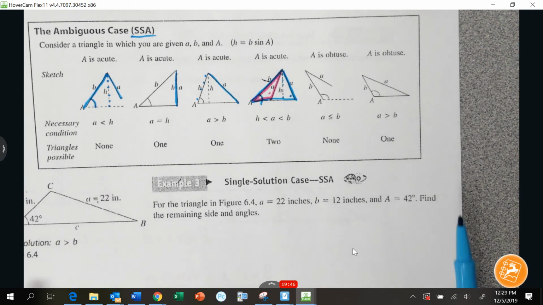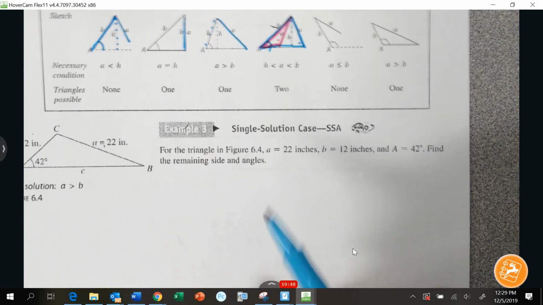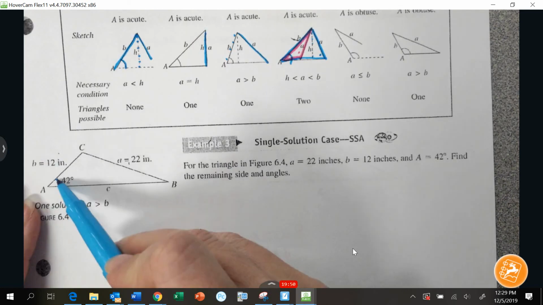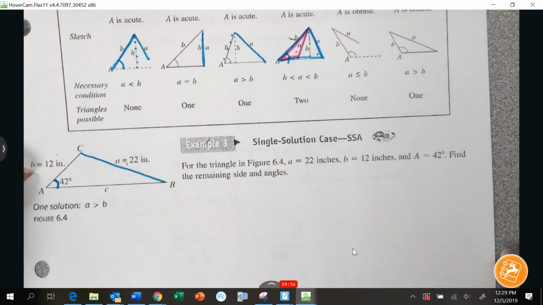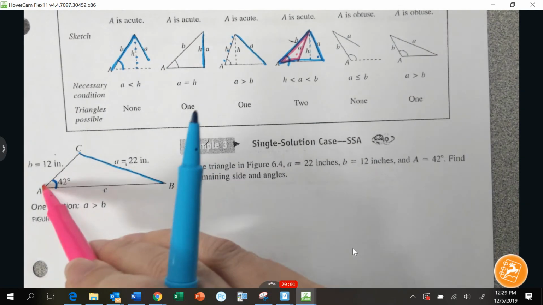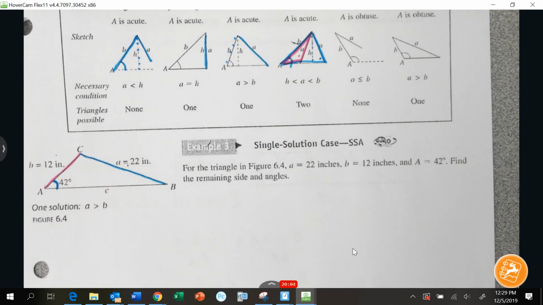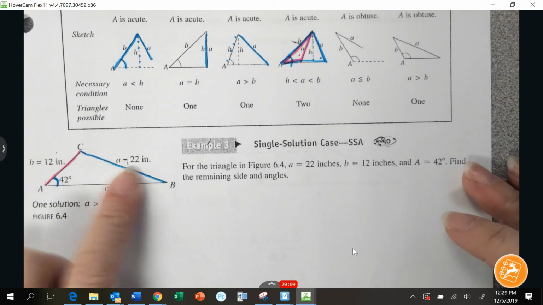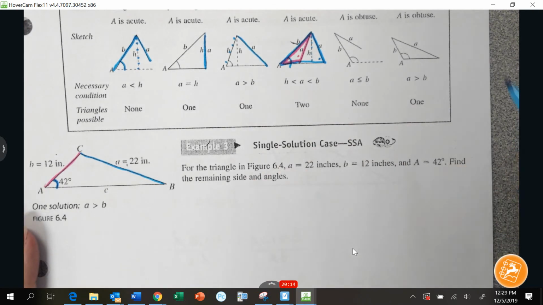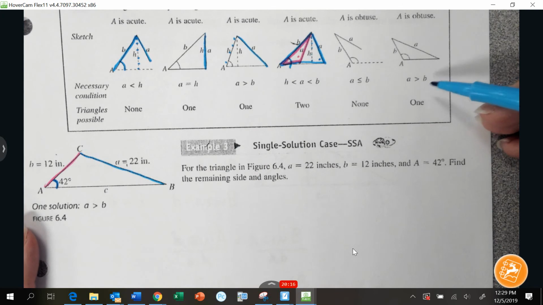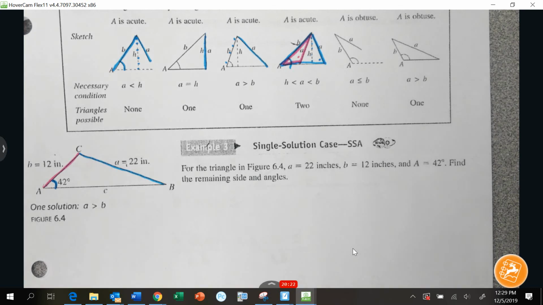So we have our first example, we have SSA. See how we have the angle 42 degrees and we have the side opposite, and then we have this other side that does not have the angle in between the two. It's over here. So this is SSA. And we look at the values, and our A value, 22, is bigger than our B value. So we go up here. Where is A bigger than B? Here. This is where A is bigger than B. So we'll have one triangle. We just have to solve it a normal way.